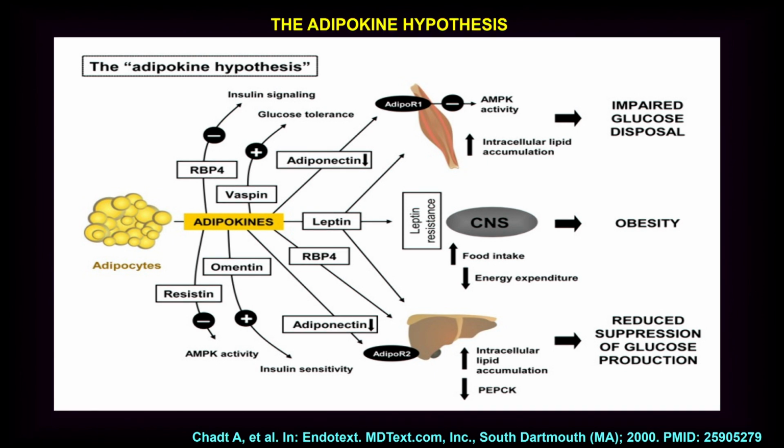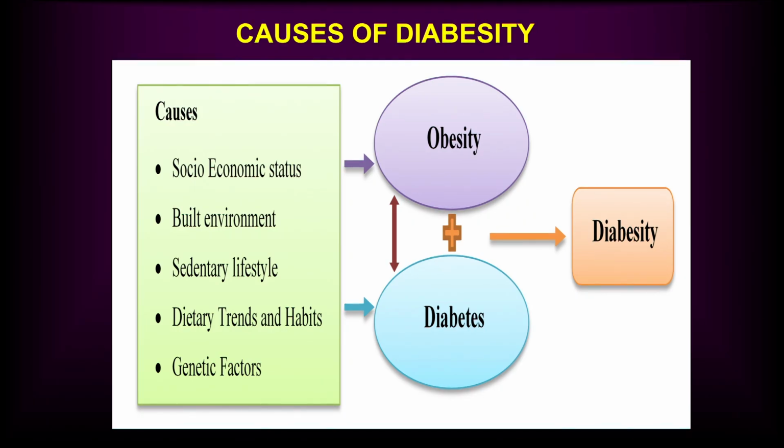Hence, I've shown you that there are 3 mechanisms or hypotheses by which obesity can cause insulin resistance, primarily causing diabetes, but it can also affect insulin secretion, again causing diabetes. So together, if you look at diabesity, there are many, many causes.